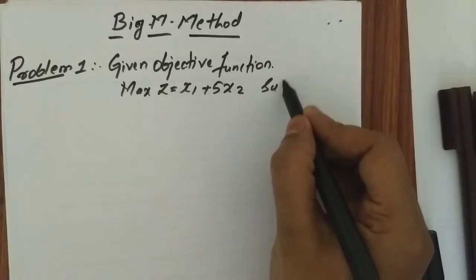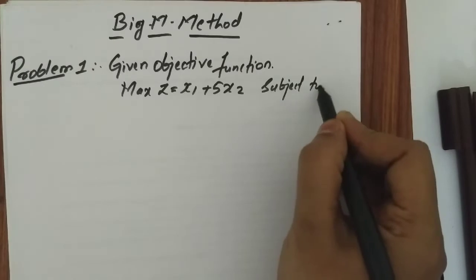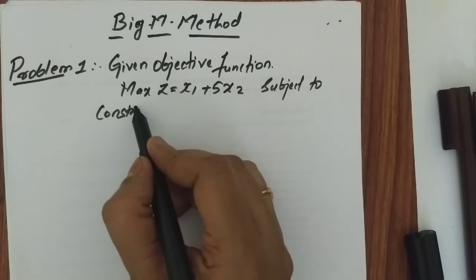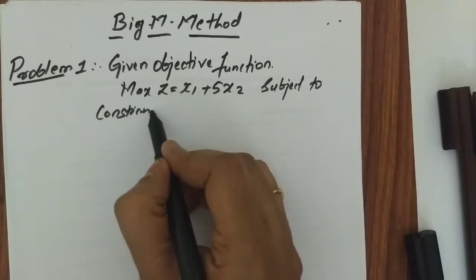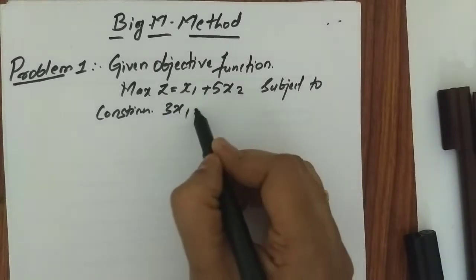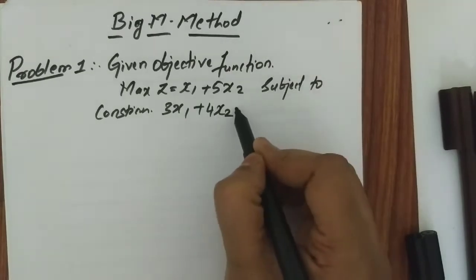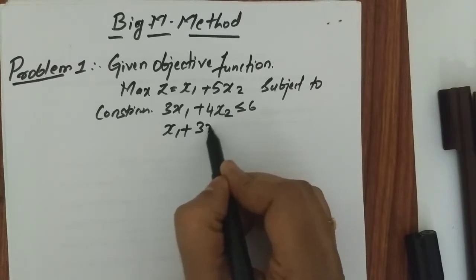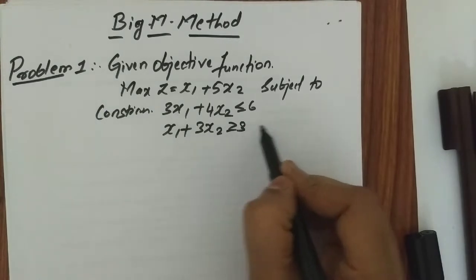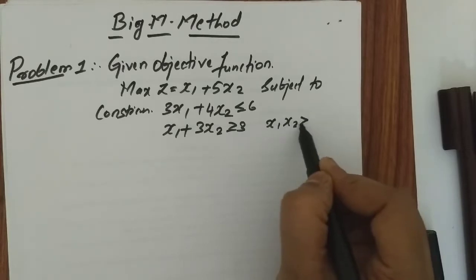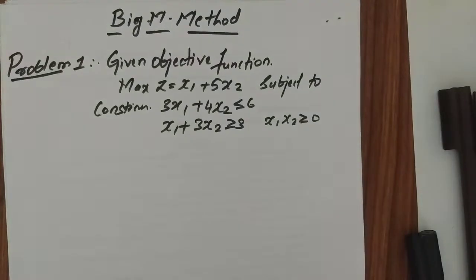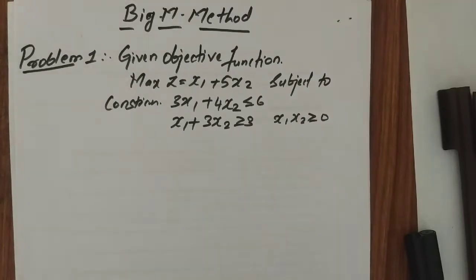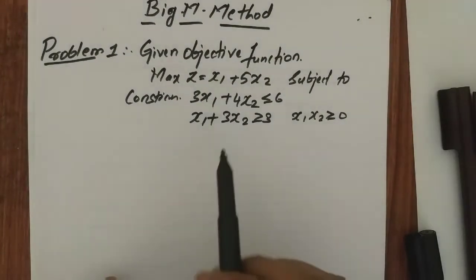Subject to the constraints, or we can call them conditions also: 3x1 + 4x2 ≤ 6, x1 + 3x2 ≥ 3, x1, x2 ≥ 0. So it's again a linear programming problem where we are going to solve this by the Big M method.